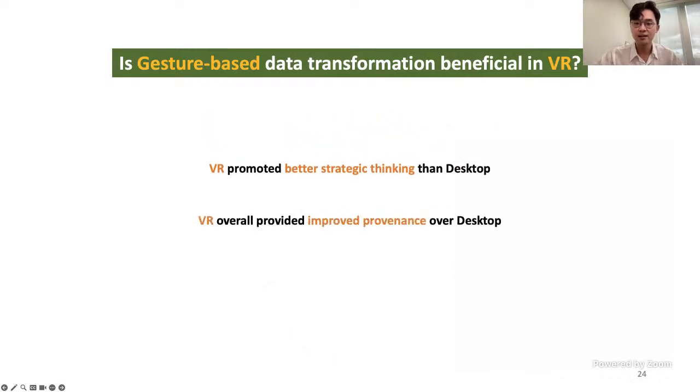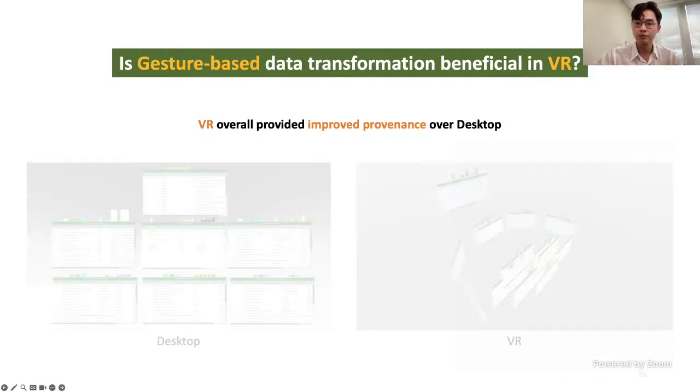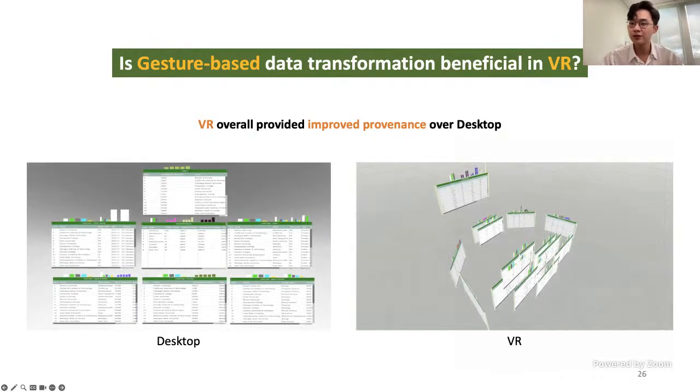And next, we also found that VR improved provenance. I mean, they tended to keep more data tables that they already used, which resulted in fewer deletions of data tables and having more data tables in their workspace. We found that this is partially due to the larger display space provided in VR. As shown in the image, they display all the used data tables behind their main workspace, so that they could go back to their previous stage or process at any time they want.